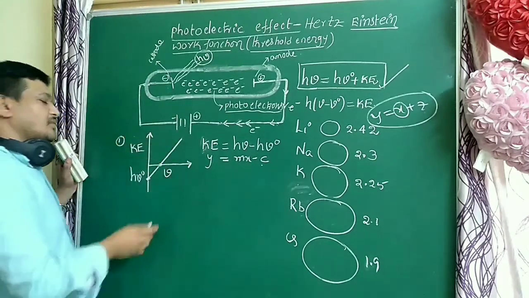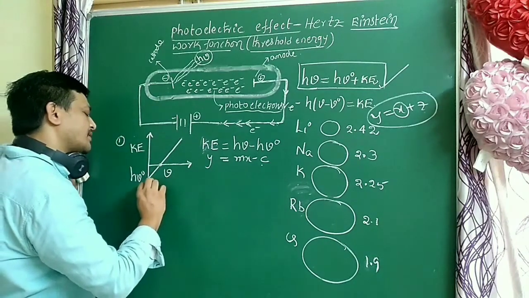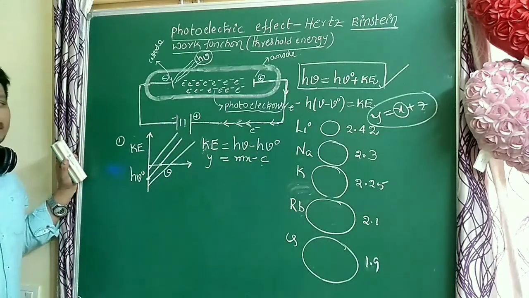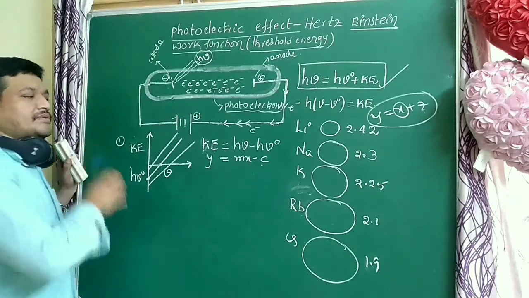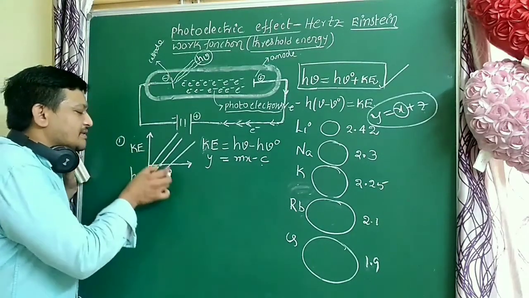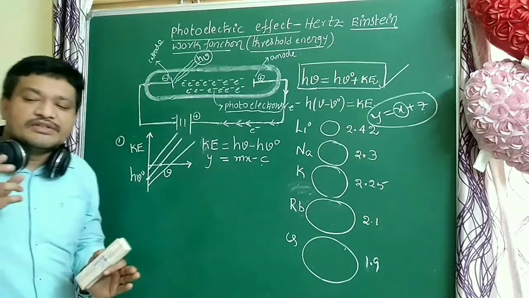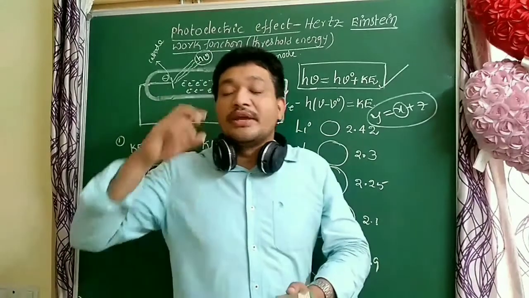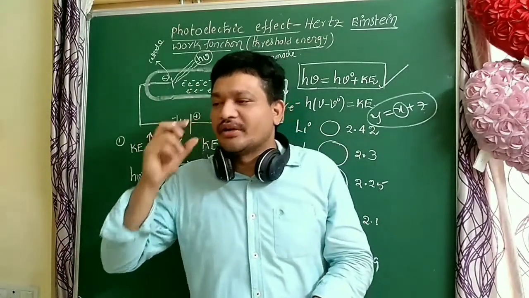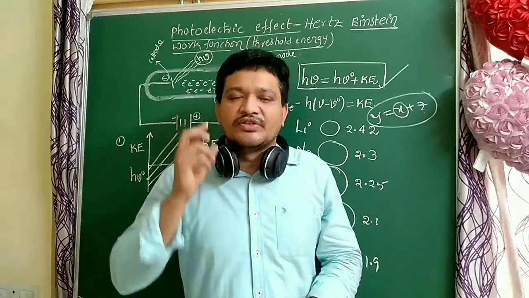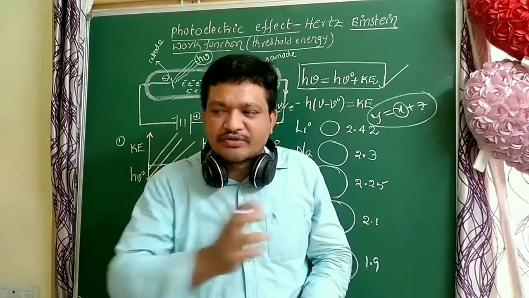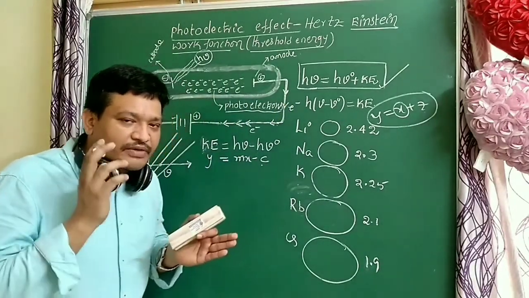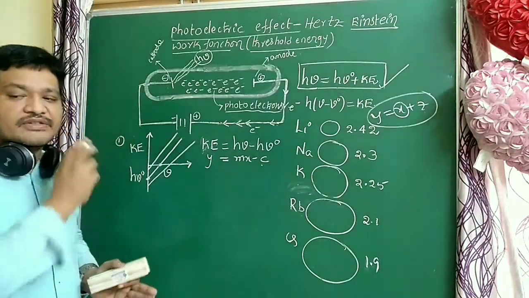Different metals have different threshold energies, so for different metals we get different graphs. This is the relation between kinetic energy and frequency. So kinetic energy of photoelectrons depends on the frequency of the radiation, but not on the intensity of the radiation. That is very, very important, students.